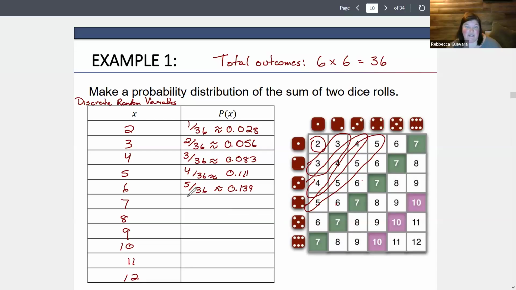7s, I have 6 7s. The rest of this will start repeating. And then we start going back down. So we have 5 8s, we have 4 9s, we have 3 10s, we have 2 11s, and we have 1 12.